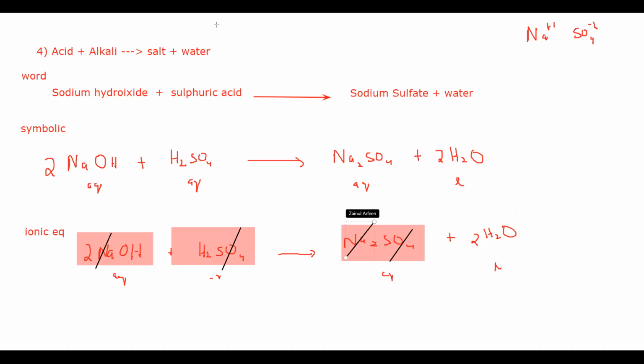So what are we left with? We are left with 2 hydroxide ions and 2 hydrogen ions, and this will result in the formation of 2 water molecules, 2H2O. So this is the ionic equation, and I told you whenever an acid and alkali reaction is there, the ionic equation is always H plus OH, or OH plus H gives H2O. Is it clear?